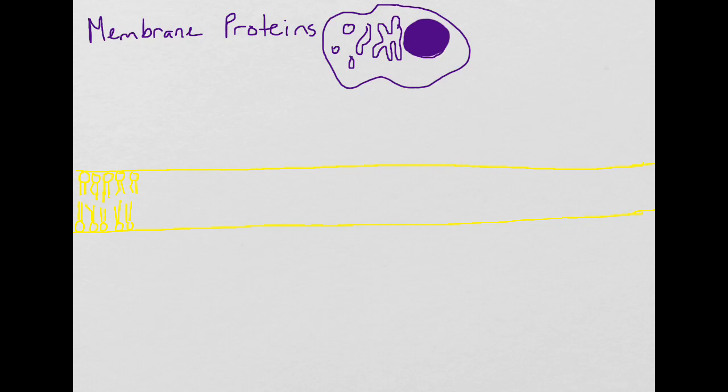And just to give you the layout here, I've drawn this yellow cell membrane, and I've drawn in the phospholipids. I'm not going to draw the cholesterol in here. We know it's there. I'm not going to draw all of the phospholipids all along the way. We're just going to know that they are there. We're focusing on the proteins here.